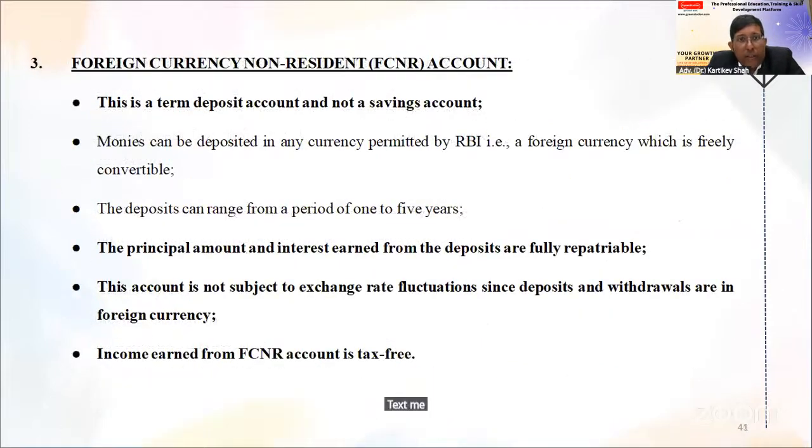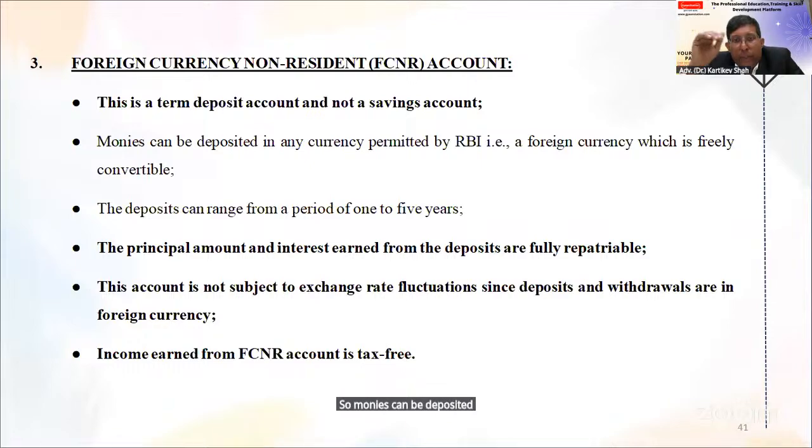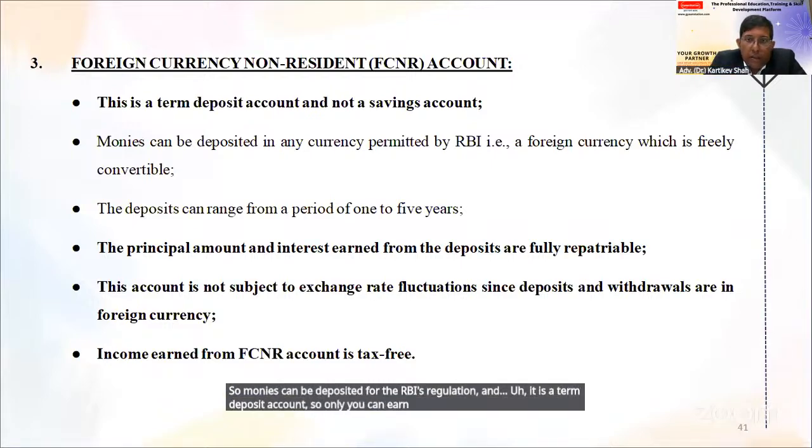Now, the Foreign Currency Non-Resident account is specifically a term deposit account and not a savings account. So monies can be deposited as per the RBI's regulation, and it is a term deposit account, so you can only earn interest. The principal amount and the interest earned from the deposit are fully repatriable.